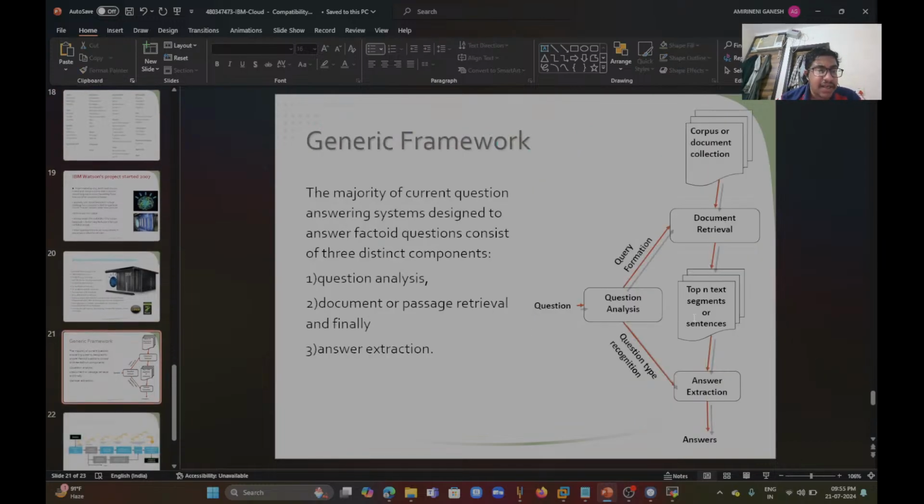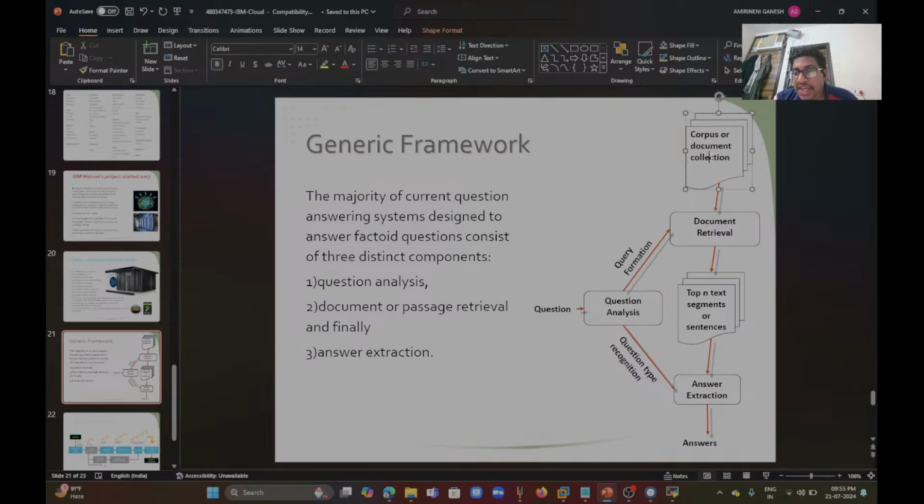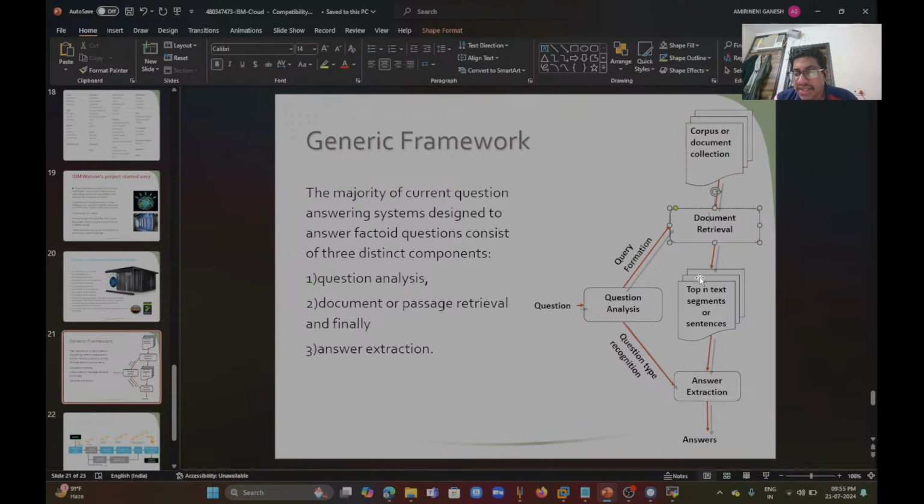Okay, this is a generic framework. The majority of question answering systems are designed to answer factoid questions and consist of three components: question analysis, document or passage retrieval, and finally answer extraction. Document retrieval means fetching the answers, and then they will be delivered.